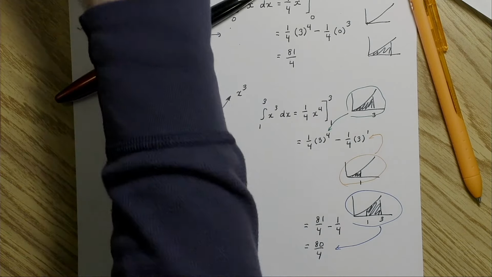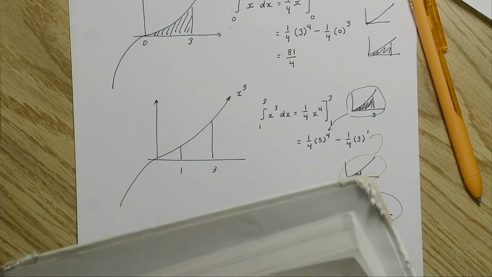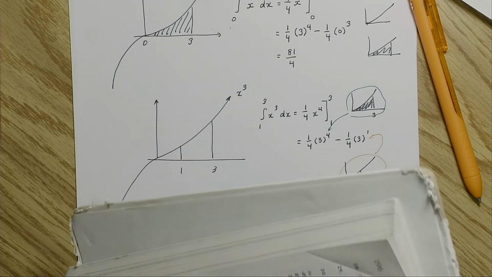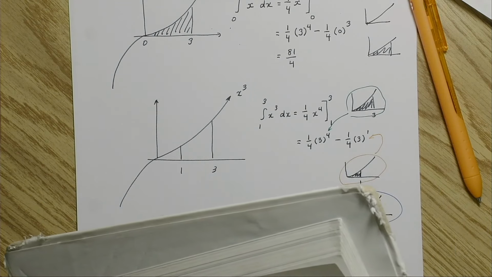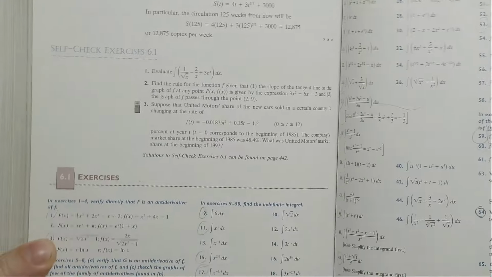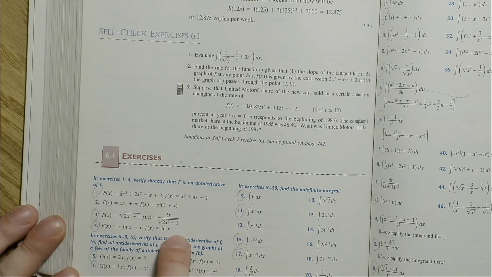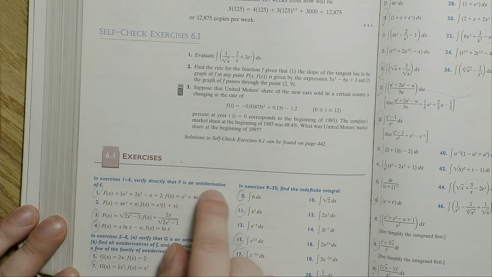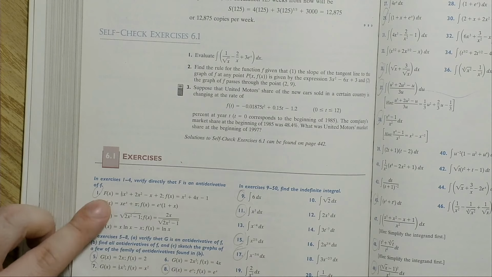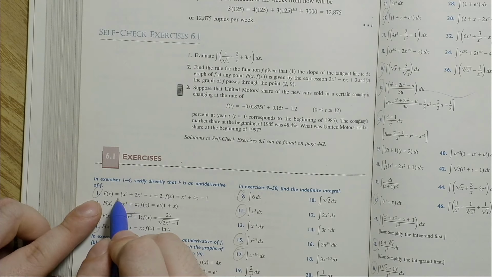So what I recommend you do, now that you've seen integration, is to try some of those yourself. Just pick up the textbook. You already have some of these exercises. For numbers 1 through 4, it says verify directly that F is an antiderivative of f. What this basically says is that this capital F is the antiderivative. What you need to do is just differentiate that.